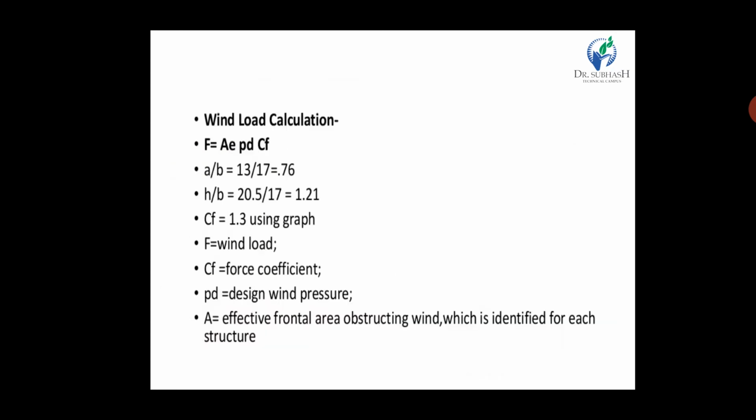So for the wind load calculation, wind force F is equal to A into Pd into Cf. For that we calculate the ratios A by B and H by B, and Cf using the graph. So F is the wind load, Cf is the force coefficient, Pd is the design wind pressure and A is the effective frontal area obstructing the wind for each structure. So these are the steps. Finally we calculate the wind load F, and it is affected by the following parameters.